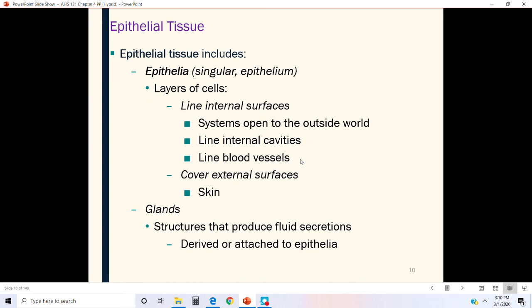And then we said that epithelia also does covering, right? It's going to cover external surfaces. Prime example is the skin. Like I said, if you just go like this, right now you are touching epithelium. The other thing that epithelial tissue includes is glands, right? These are structures that produce fluid secretions. Without getting too detailed now, we're going to see things like sweat glands, oil glands, endocrine glands, right? Hormones that come from your thyroid, your pancreas, that type of thing. All of that is going to be glandular tissue.